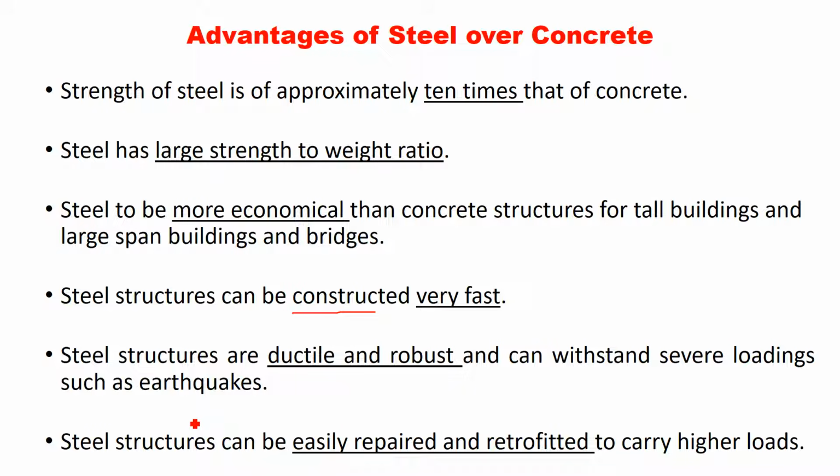So these are the few important advantages of steel over concrete. Strength is very high compared to concrete, then it is more economical, construction can be very fast, it is ductile in nature and sustains the earthquake load, and it can be easily repaired and retrofitted.